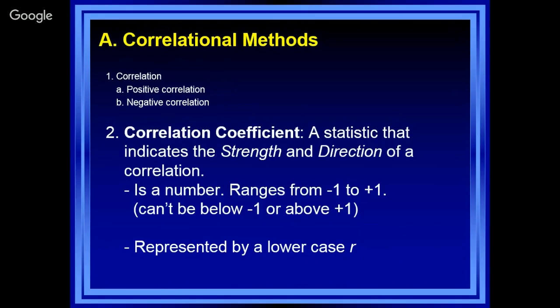So that's something important to remember, that a correlation coefficient is a number, and that number will always fall between -1 and +1. It can equal -1 and it can equal +1, but it can't go lower than -1 or higher than +1. But it can be anything in between them. The next thing I want you to remember is it's represented to us as a lowercase r, and they italicize the r when you see it in print. It's a lowercase italicized r, and that's what it will look like to us.